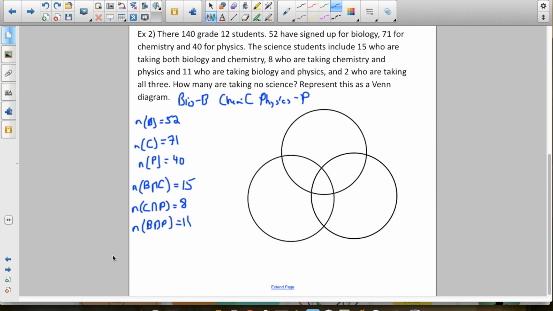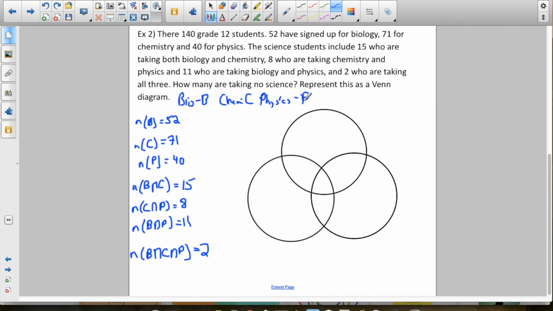So if we go down, the number of bio intersect chem, which is also intersecting physics. So we need 2 intersection symbols. That is 2 like that. So if we want, we can represent this 2 ways. First, let's do it in a Venn diagram.